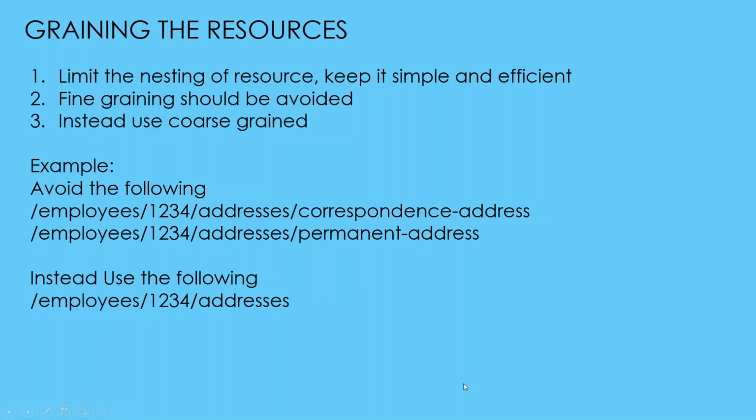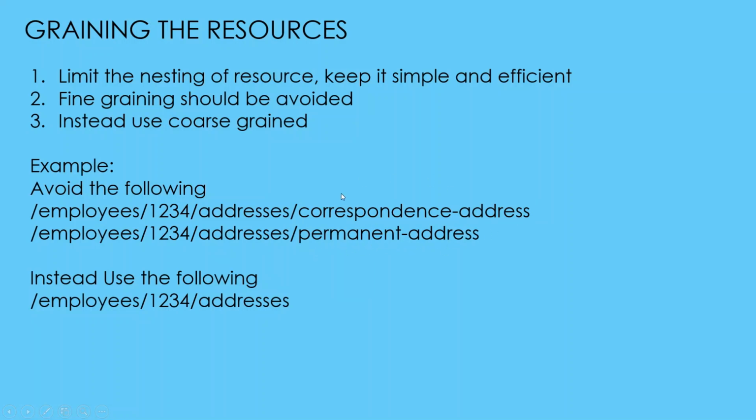You should also consider resource granularity while designing the API. Resources should be coarse grained, and when accessing the data for a resource, the API should return all the information which is required to satisfy the request. And in case if you see the example, like employees, then the employee ID, and I have a resource addresses, we have two different addresses, correspondence address and permanent address.